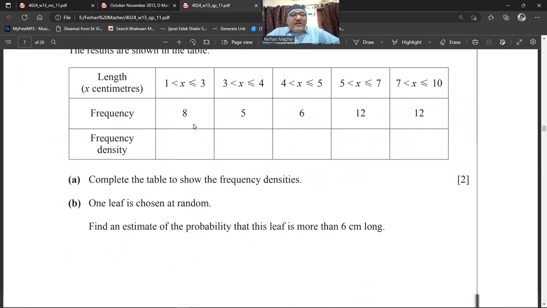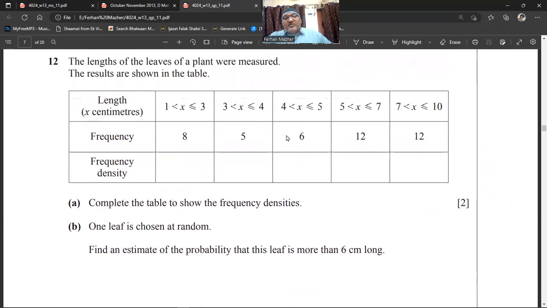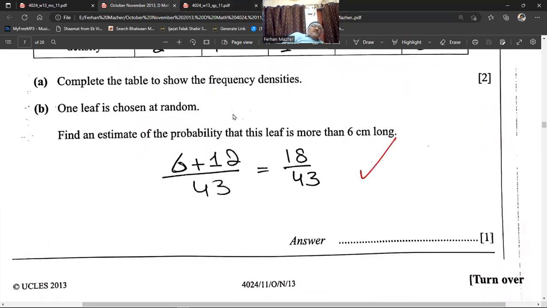Question number 12B part. He says one leaf is chosen at random. Find an estimate of the probability that this leaf is more than 6 centimeter. So more than 6 centimeter: this class is from 5 to 7, so 6 will be in the middle. So divide this 12 into 2 parts, 6 and 6. So more than 6 will be this 6 and this 12. So 6 plus 12 is 18. So 18 divided by 43.